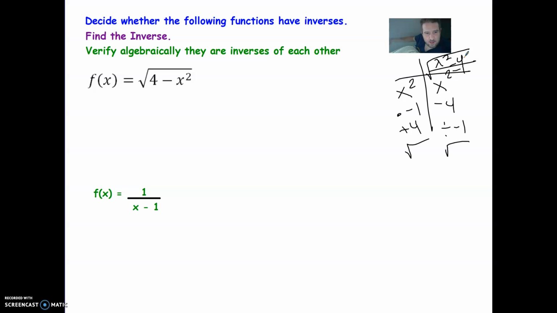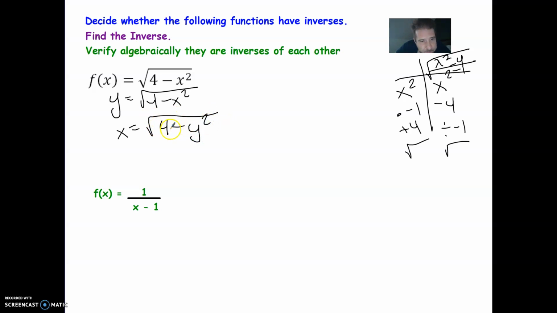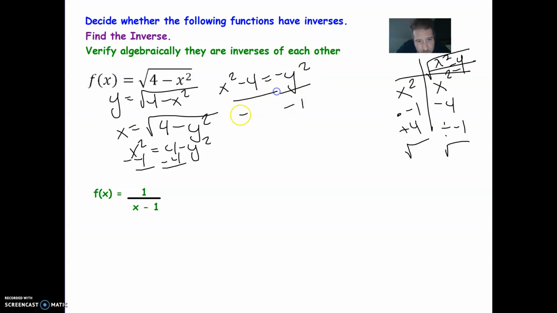All right, so if I do the same thing over here, I should get the exact same answer. So y equals the square root of 4 minus x squared. Flip the x and y's around: x equals the square root of 4 minus y squared. Next thing I would do is square both sides. So I get x squared equals 4 minus y squared. Subtract 4 from both sides. So I've got x squared minus 4 equals -y squared. Divide by -1, like we did over here.